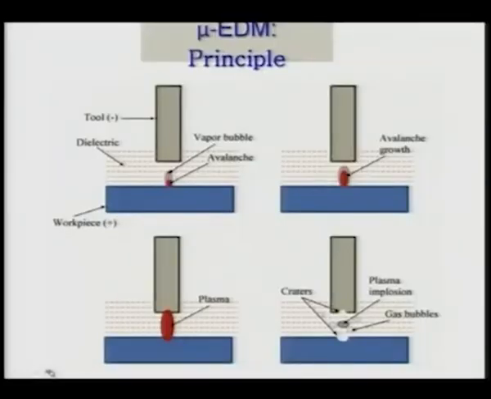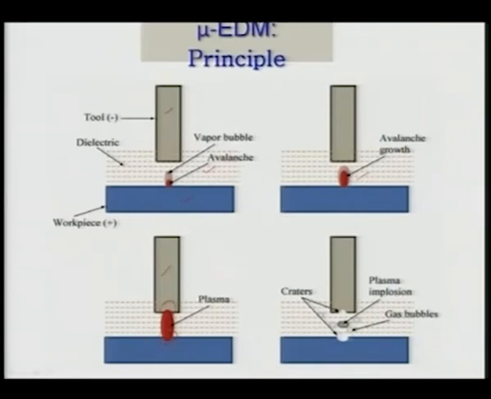Here you can clearly see how the spark evolution takes place. Here is the tool, that is the cathode, the workpiece, and the dielectric is over there. In the initial phase of sparking, a vapor bubble is there and it avalanches, and you can see the avalanche growth takes place, plasma formation takes place, and full plasma formation is there between the cathode and the anode. This plasma has intense heat energy, which is responsible for removal of material from the workpiece as well as from the tool at the same time. That is why wear of the tool as well as wear of the workpiece take place.